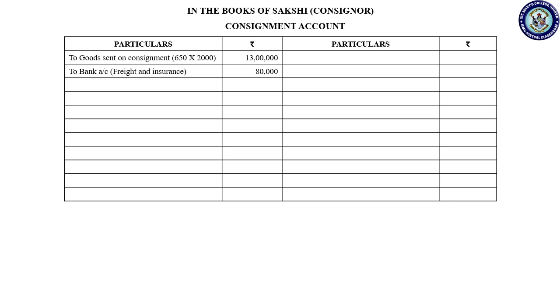Next, 40 barrels were destroyed in transit. That is nothing but abnormal loss. Now the abnormal loss, Sakshi has to bear the loss. So on the credit side, by abnormal loss, working note number 1. We calculated the value in working note number 1.